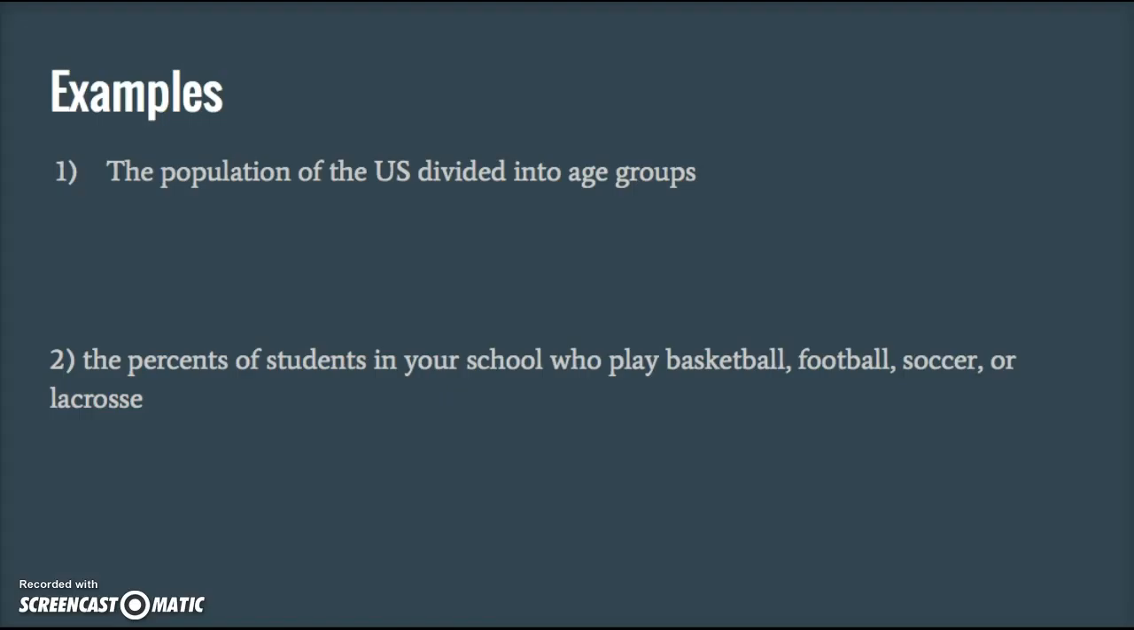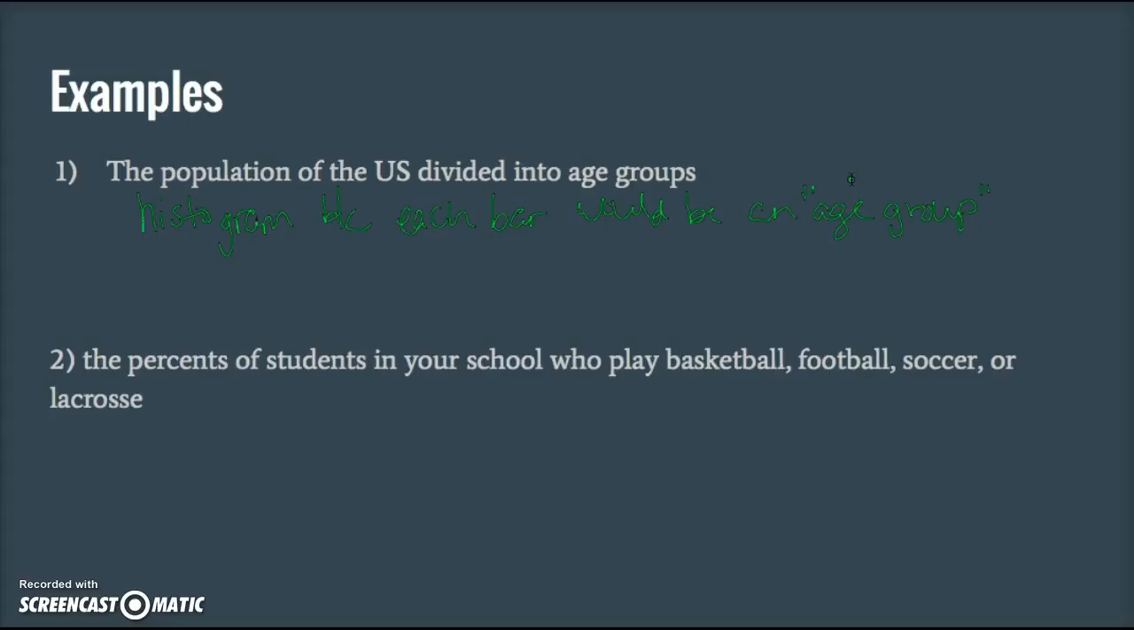Okay, so for number 1, for the example, we're going to say a histogram because each bar would be an age group and not just a specific age, an age group like the 20s or the 30s or the 40s and so on.